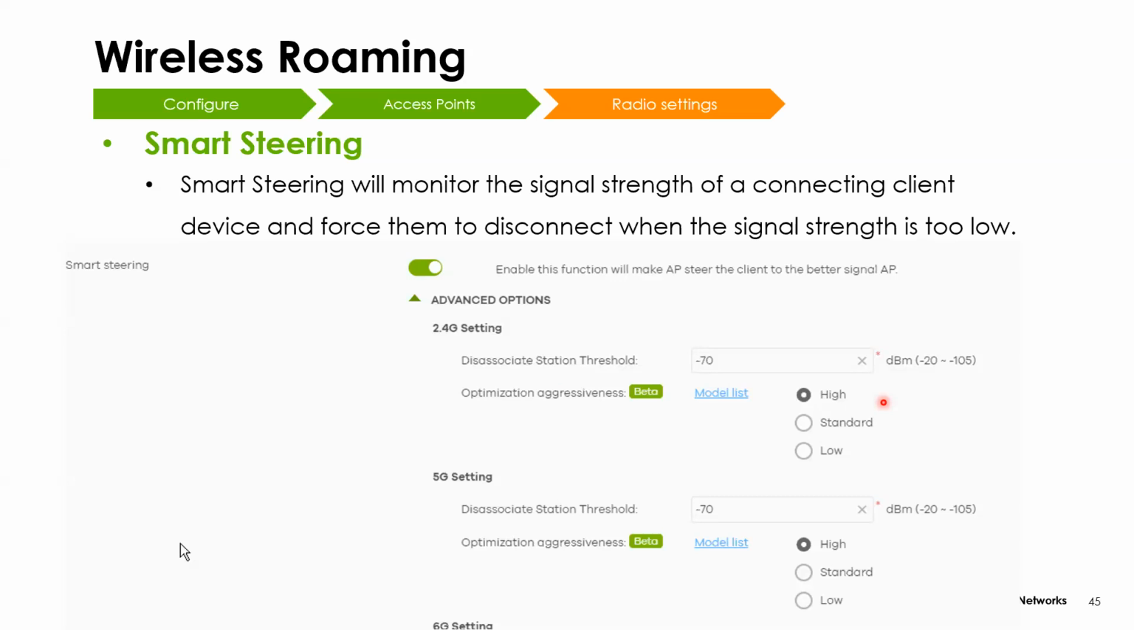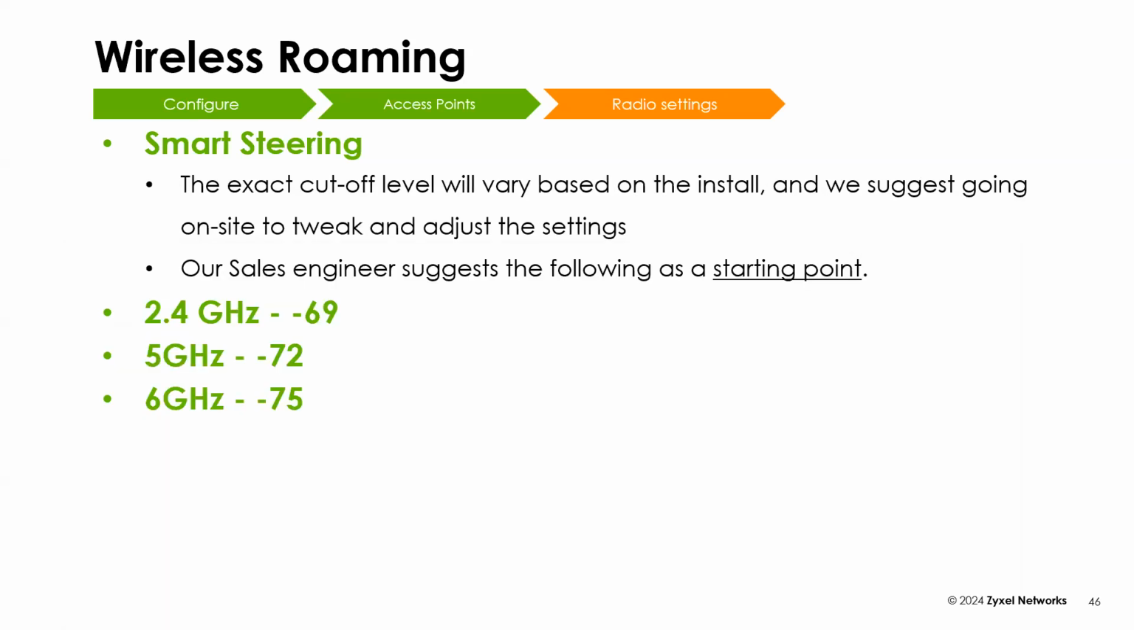And so, depending on the type of device, you may want to adjust your aggressiveness, because obviously you don't want to kick people off and keep them from reconnecting if the reason the signal strength is low is because that's the only AP in the area for them. So that's something you have to tweak. The default settings that are in Nebula are probably not the settings you want to use.